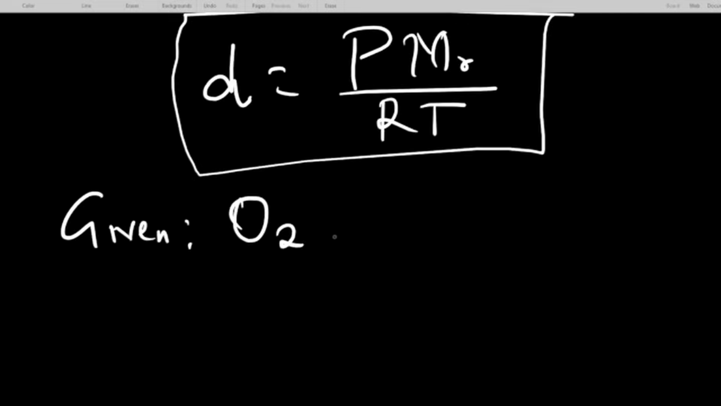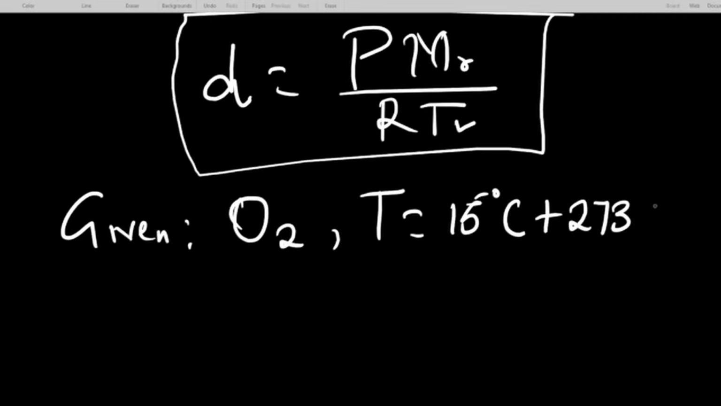And then we are given our temperature to be 15 degrees Celsius. So you must always convert your temperature from Celsius to Kelvin, because the temperature in this formula is in Kelvin. So you just add 273, and 273 plus 15 is 288. So this gives us 288 Kelvin.